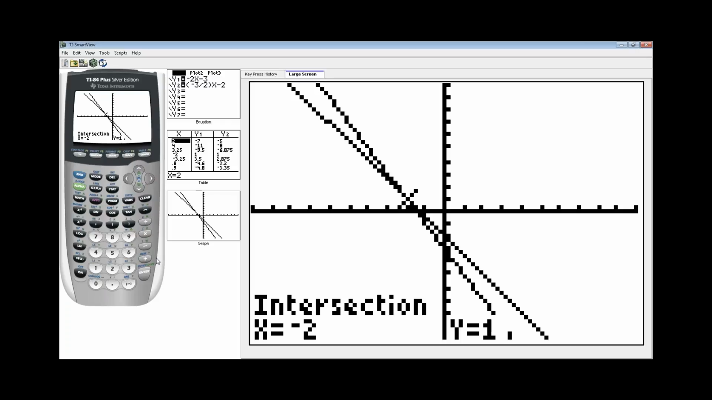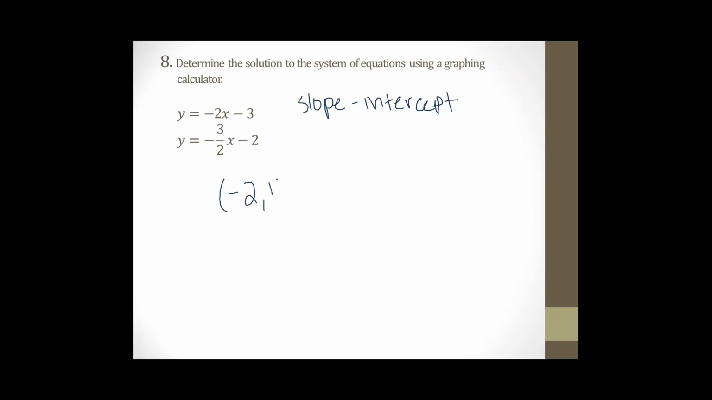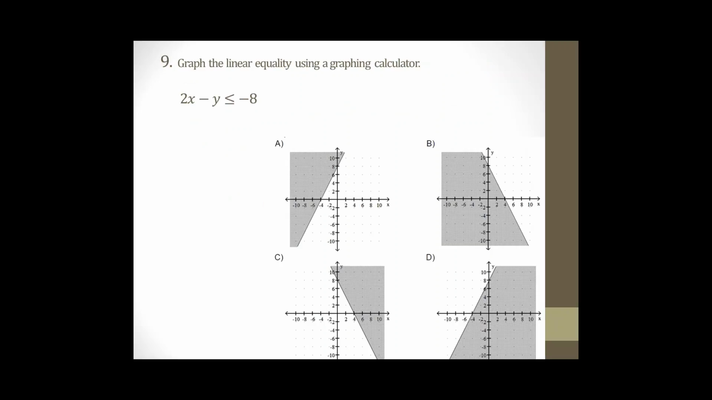So the intersection point is -2, 1. So you would write that as an ordered pair. And then just as a tidbit, if you were given a point and you were asked to see whether it was a solution, then you would plug the point into each equation to make sure it's a true statement. But by graphing them on the graphing calculator, we can see that it is a solution of the system because it's the intersection.